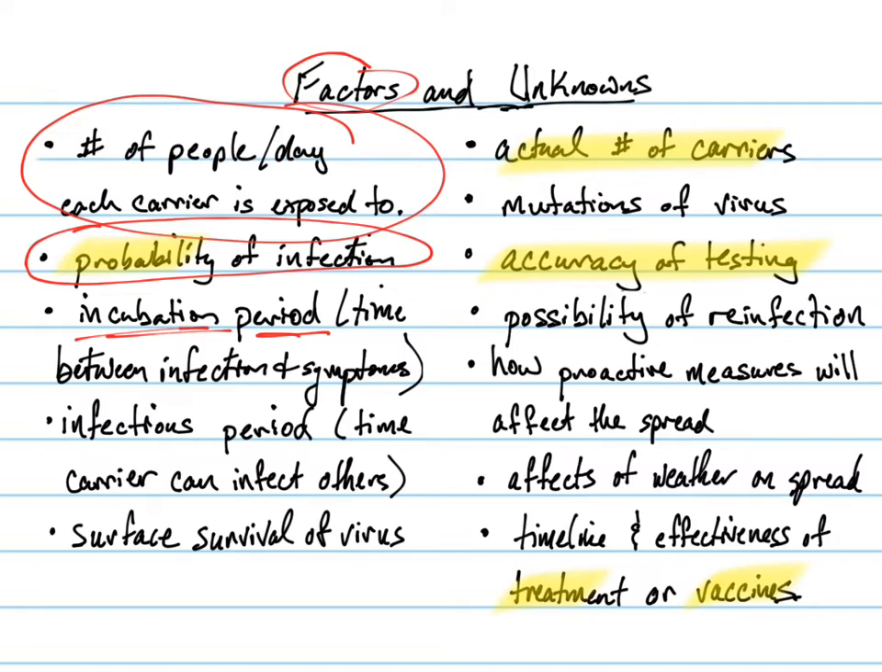We also don't know yet what the infection period is. That means the time that the carrier can infect other people. I've read things about 2 to 12 days, or 14 days, being the average infection period.